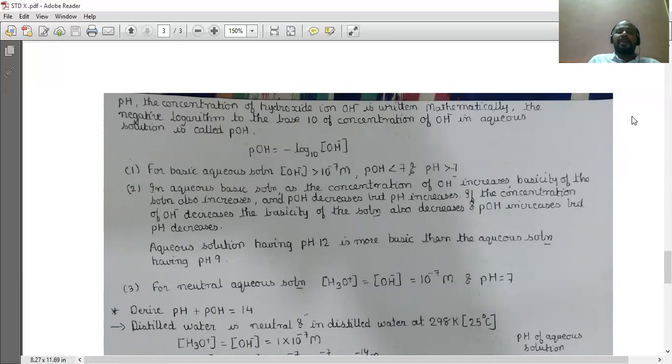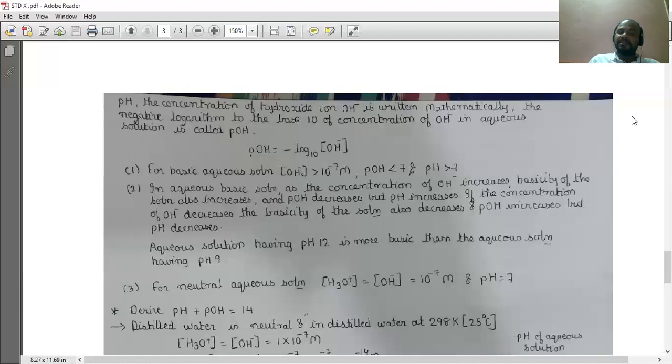One more time, in an aqueous basic solution, as the concentration of hydroxide ion increases, the basicity of the solution also increases and pOH decreases, but you are able to see an increase in pH. But if the concentration of hydroxide ion decreases, the basicity of the solution also decreases, but pOH increases and pH decreases. Due to the increase in pOH, we are able to see the decrease in pH.